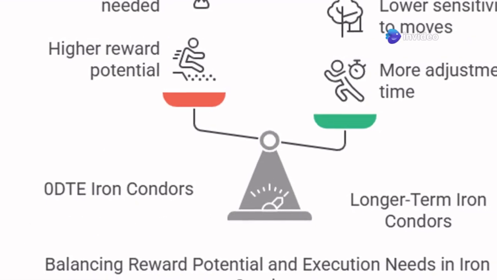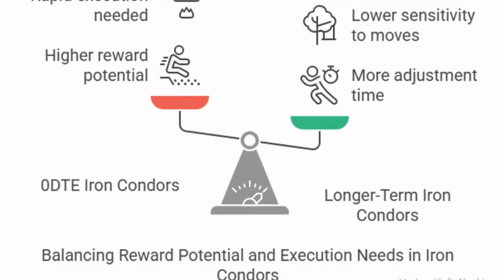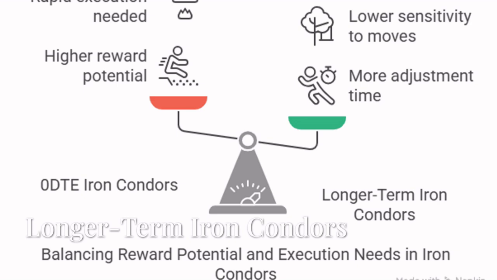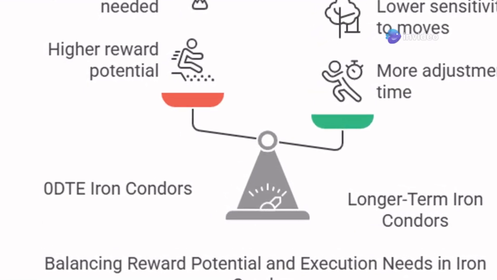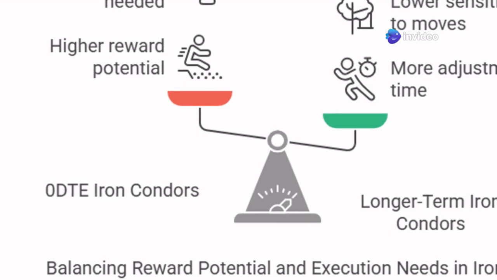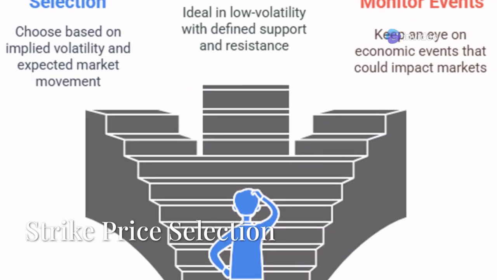0 DTE Iron Condors: higher reward potential in a short period but require active monitoring and rapid execution. Longer-term Iron Condors: more time for adjustments and lower sensitivity to sudden price moves but accumulate profits slower.